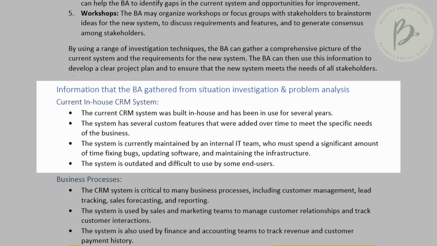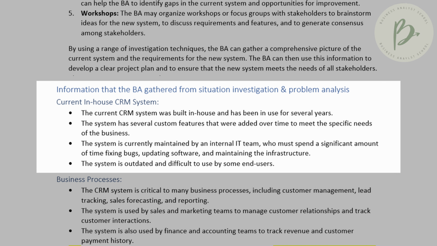With applying these techniques, the interviews, the surveys, the site visits, your workshop, document analysis, the business analyst has uncovered what the current in-house CRM system is, what it does, why it's important for the users, okay? So a few of these include that the system was built in-house, which we already covered. It's been in use for several years by the organization. It also has several custom features, as much as it is built in-house, so there will be a lot of custom features that are added over time, right, to meet specific needs of the business.